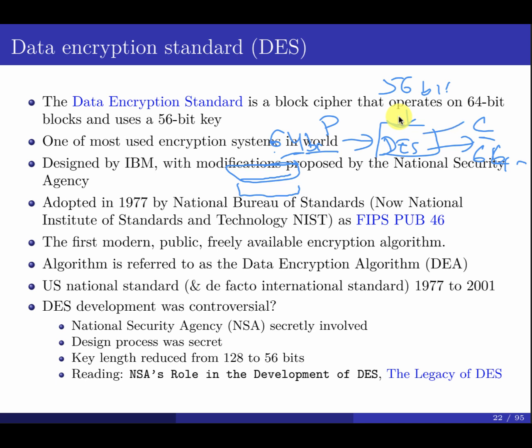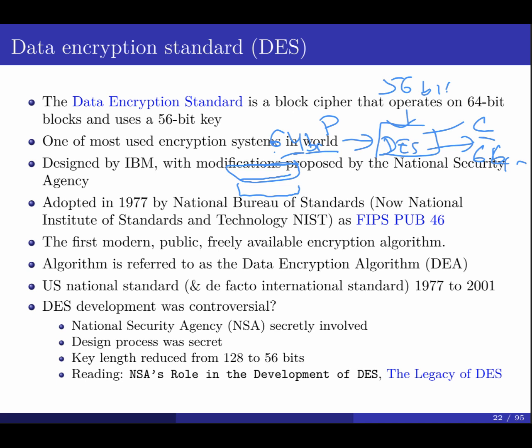When you start working with the Data Encryption Standard, people were not happy with how it was selected. It was in 1977, by the National Bureau of Standards, which is now called the National Institute of Standards and Technology, NIST.